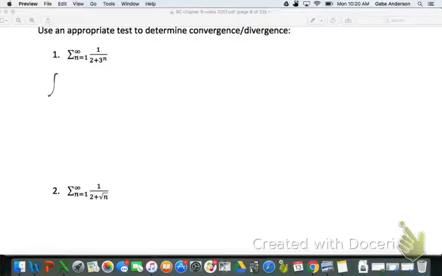Let's explore. Integral from 1 to infinity of 1 over 2 plus 3 to the x dx. So the integrand is a fraction, right? So with fractions, let's think about everything we can do with fractions. The first thing I want you to consider is ln, is the derivative of the bottom on the top. Now the derivative of the bottom would be ln of 3 times 3 to the x. So it's not ln. Is it flip up? If you flip up, you're going to get 2 plus 3 to the x to the negative 1. Remember, whenever you have a quantity to the negative 1, you're about to divide by 0, right? So it's not going to be flip up.